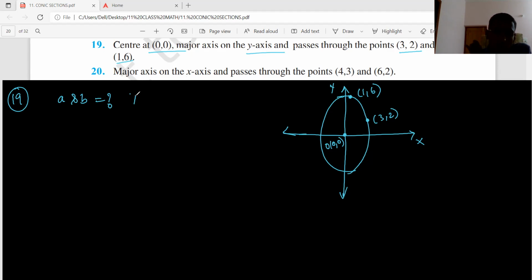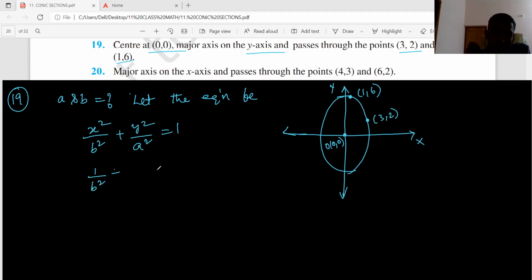So now let the equation be, let the simple equation be x square by b square plus y square by a square equal to 1, because the major axis is along the y-axis. Now it passes through (1, 6) and (3, 2), so you should substitute: 1 by b square plus 36 by a square equal to 1.